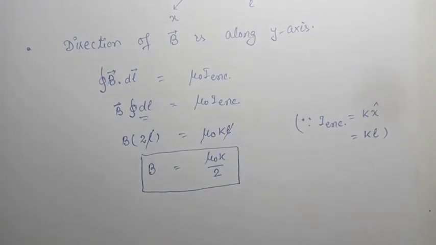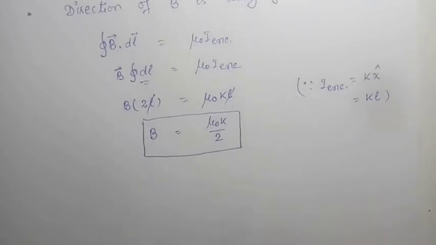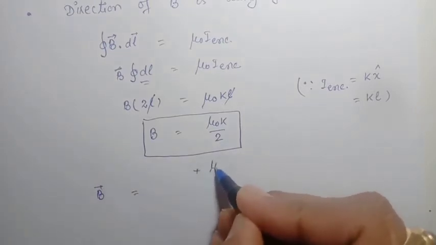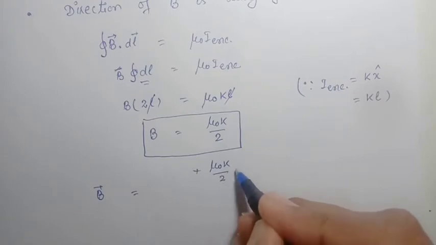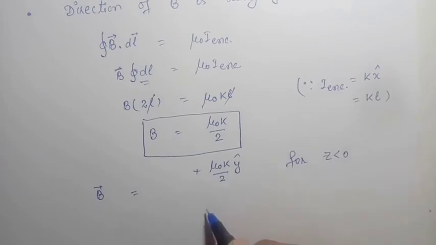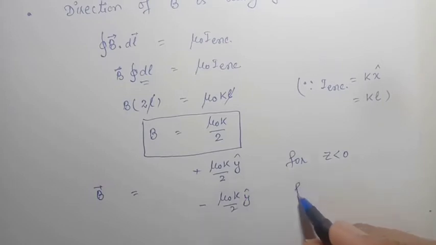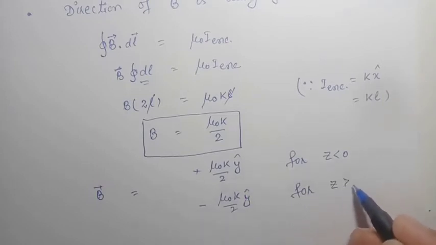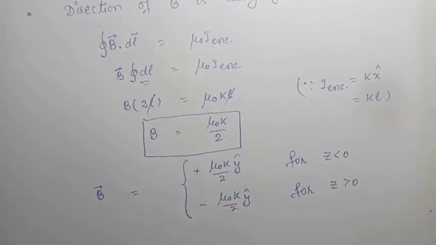Now, more precisely, we can write B is equal to plus mu naught K over 2 y cap for z less than or equal to 0, and this is minus mu naught K over 2 y cap for z greater than 0. Clear? So here the field is independent of the distance from the plane.